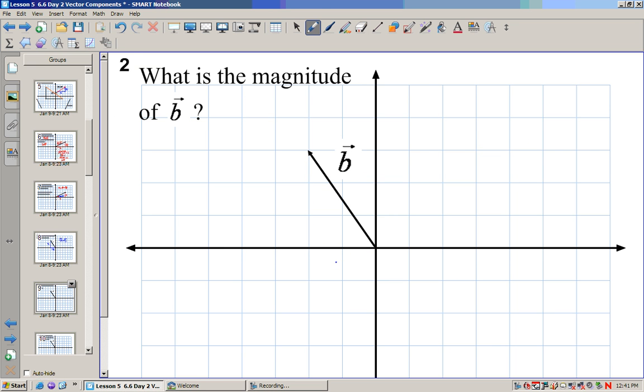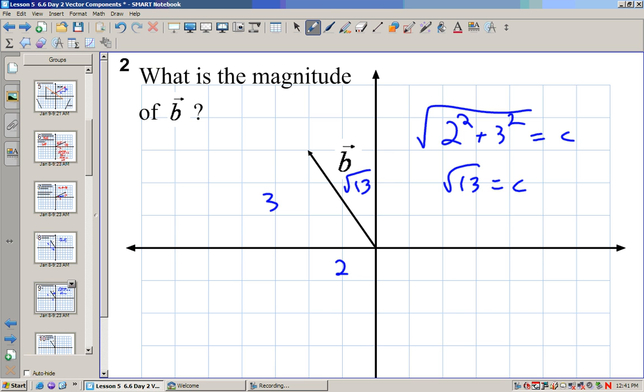What's the magnitude of this? Well, if that's 2, that's 3. It's going to be 2 squared plus 3 squared, and take the square root of that. So that's 4 plus 9, which is 13. We cannot reduce that, so this is just the square root of 13.